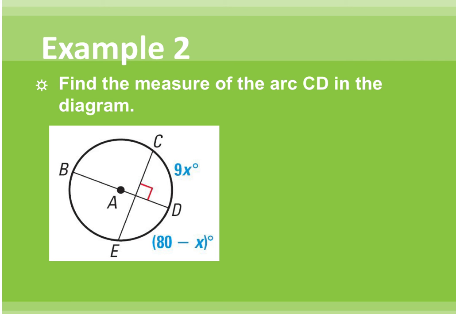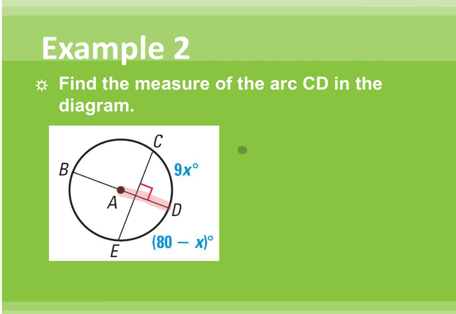Two, find the measure of the arc CD in the diagram, okay? So let's take it one piece at a time. What are we looking at here? Start defining some stuff. Yeah, a radius, very good. From A to D. Excellent. So A to D is a radius.